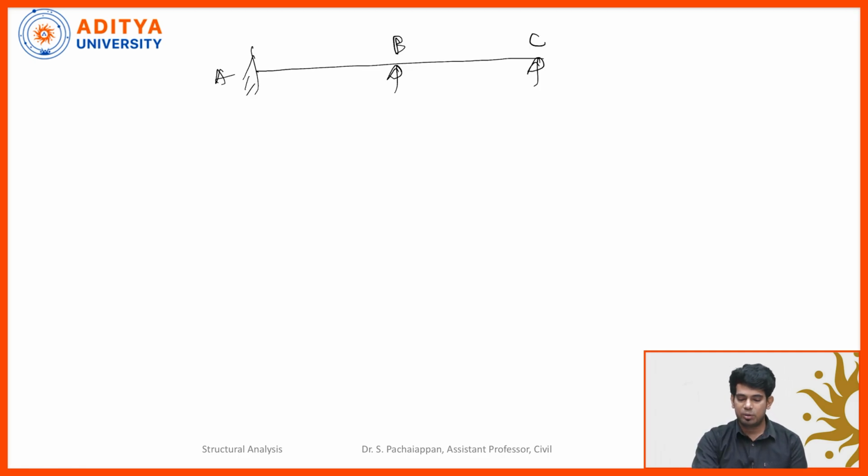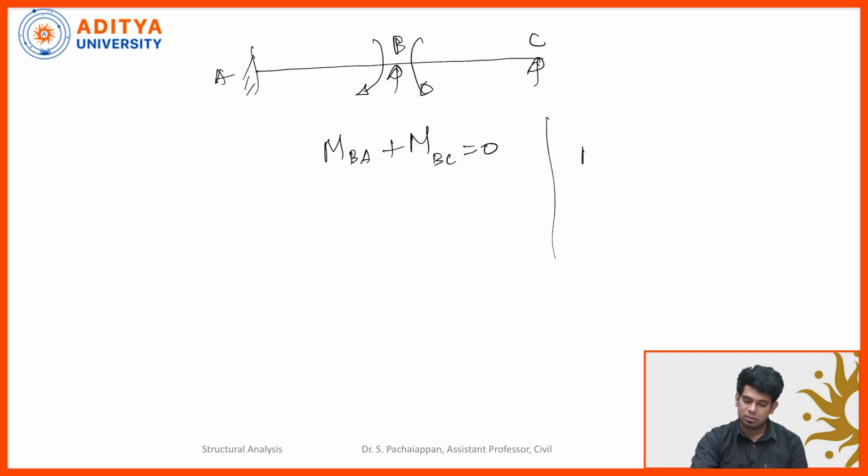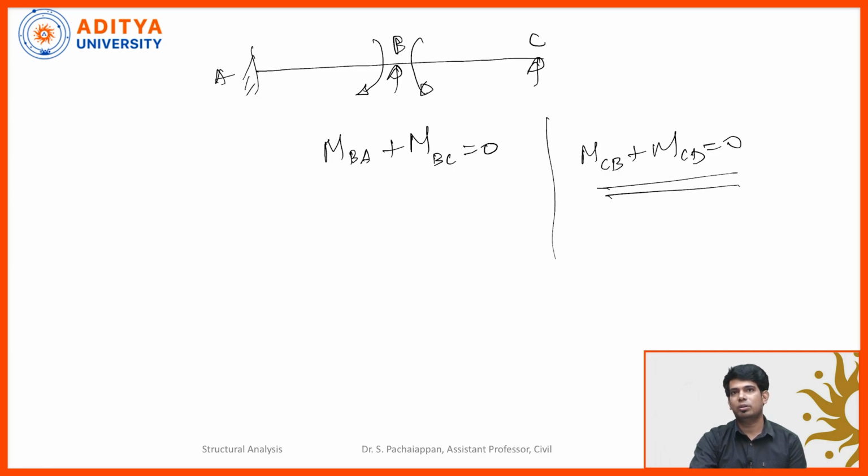Now the equilibrium equation is, we are going to have the MBA value and then MBC value. So MBA plus MBC equal to 0. In another boundary condition also, MCB plus MCD equal to 0. CD span we don't have, but this is also equilibrium equations. So let's substitute this value.